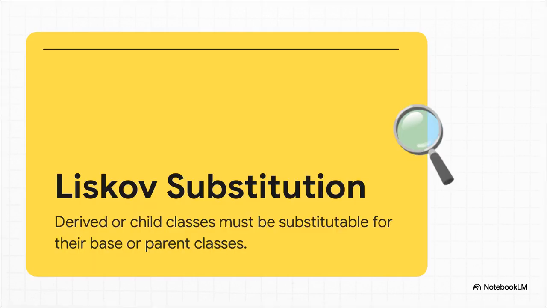Okay, now for L. This is the Liskov Substitution Principle. I know it sounds super academic and complicated, but the core idea is actually a really important check on that last principle. It basically says that if you create a new child class, you should be able to swap it in for its parent class, and the whole system shouldn't even notice. No errors, no weird behavior, nothing.